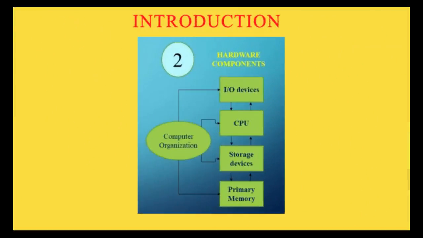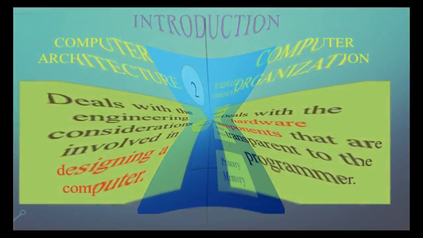First, this introduction part of computer organization mainly deals with the hardware components of the computer system. It includes input or output devices, CPU, storage devices like primary memory, which is called main memory, and secondary memory. It is mainly concerned with how the various hardware components operate and also deals with how these components are interconnected to implement a proper specification.